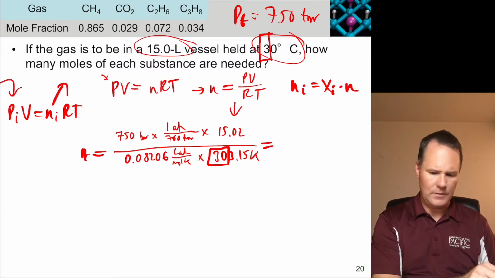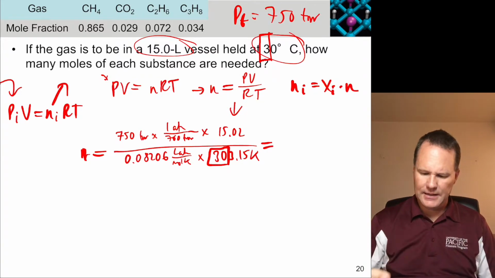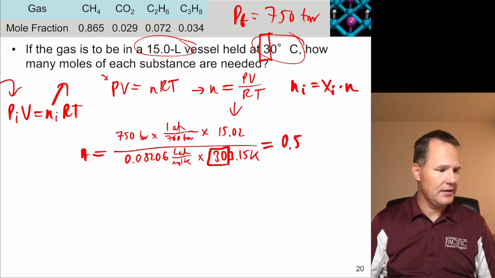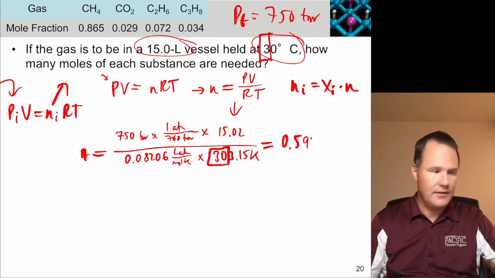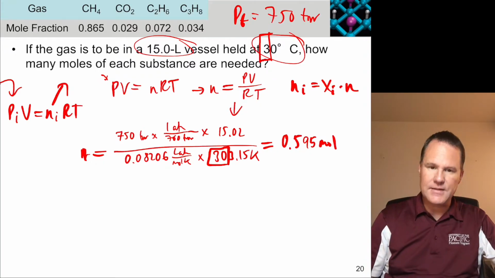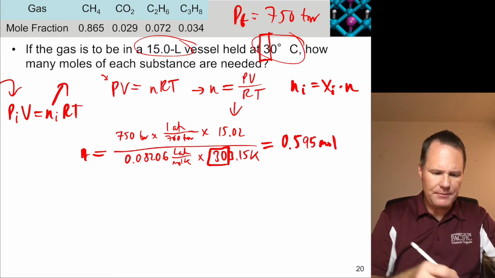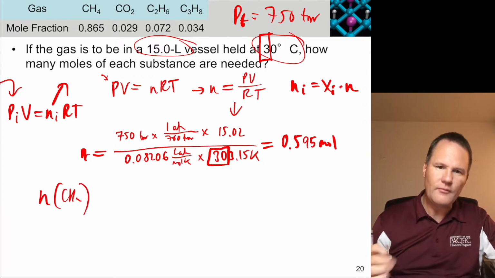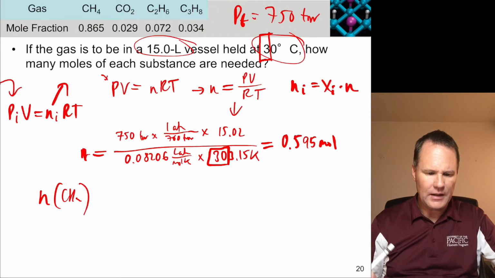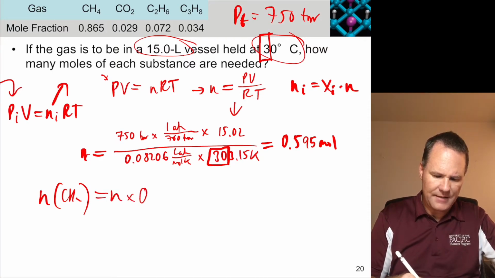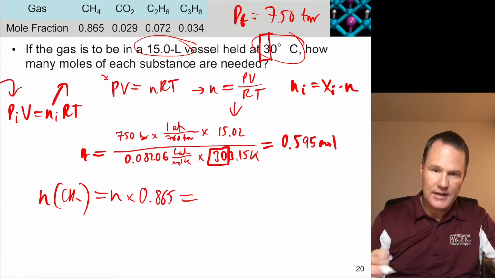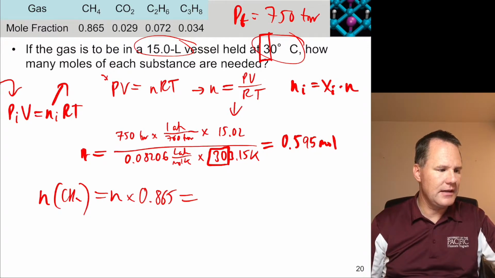And then 0.8206, and then also divided by 303.15, and what I get is 0.595 moles, and so that's the total number of moles. And so if I want, for example, the moles of the methane, I think that was the first one, what I have to do is the total number of moles times the mole fraction, which is 0.865. Again, that has no unit. So if I do that, then I arrive at 0.5.